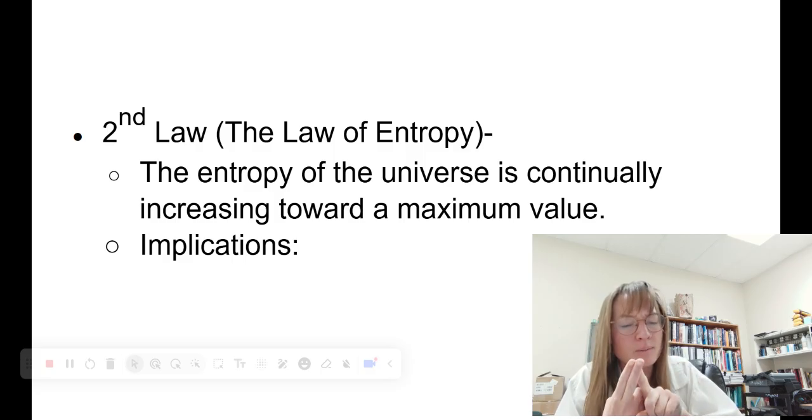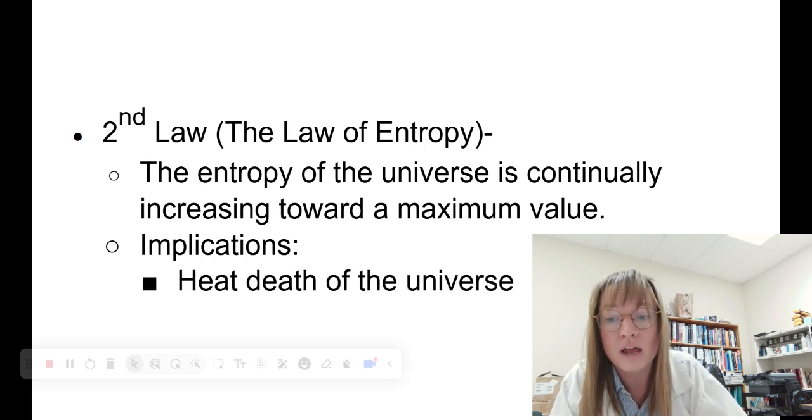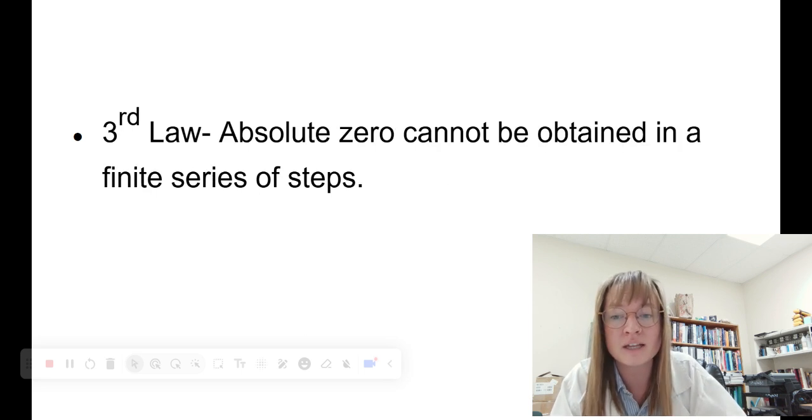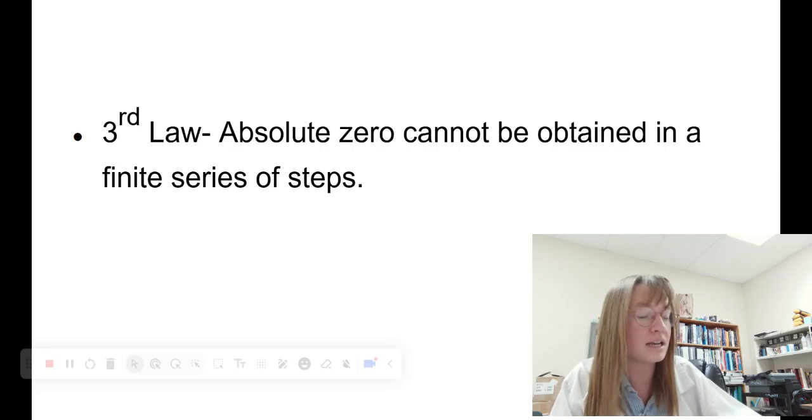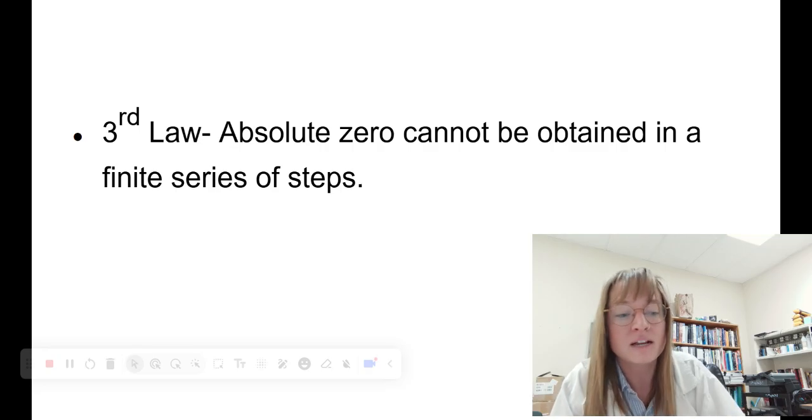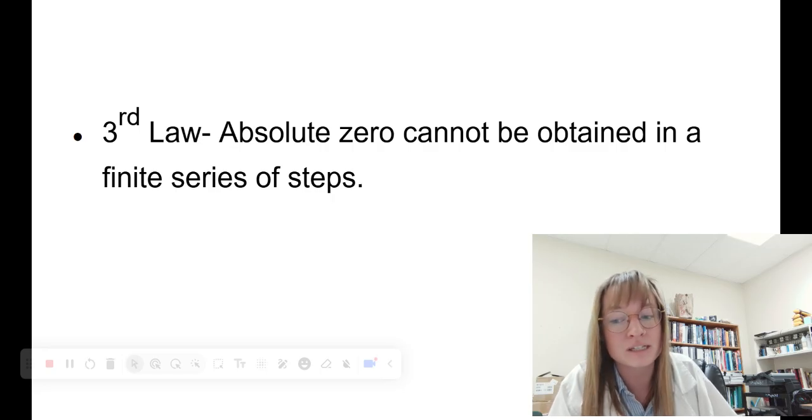Because randomness is more probable, we're always increasing entropy. Thermal energy is the most entropic form of energy, and because of that, all energy is eventually going to become thermal energy. We talked about the implications being the heat death of the universe and the arrow of time, and finally we ended by talking about absolute zero and how it cannot be obtained in a finite series of steps. You're never going to be able to get those molecules totally and completely still because it always takes just a little bit more energy to get them to be just a little bit more still.